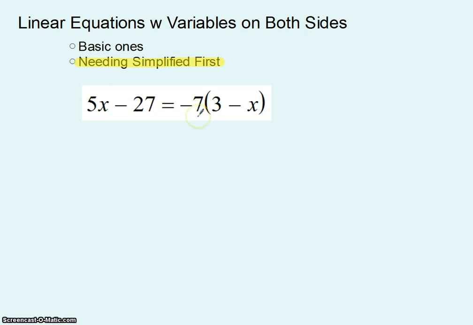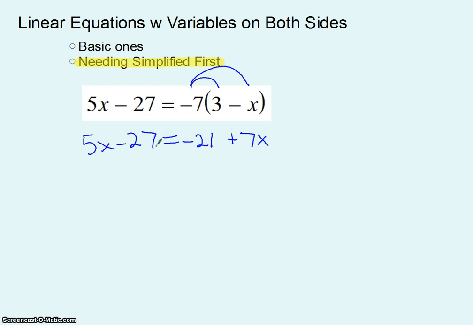When you see a number in front of parentheses, you take that number times each thing inside. So a negative 7 times a 3 is a negative 21. And a negative 7 times a negative x, careful, that negative goes with the x, gives you a plus 7x. I'm just going to bring everything else down here. And now I've got an equation with variables on both sides, numbers on both sides, but there's no parentheses.